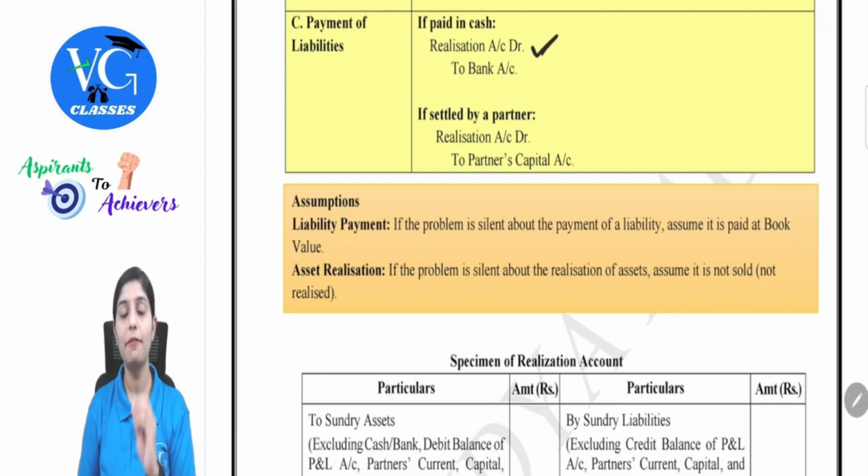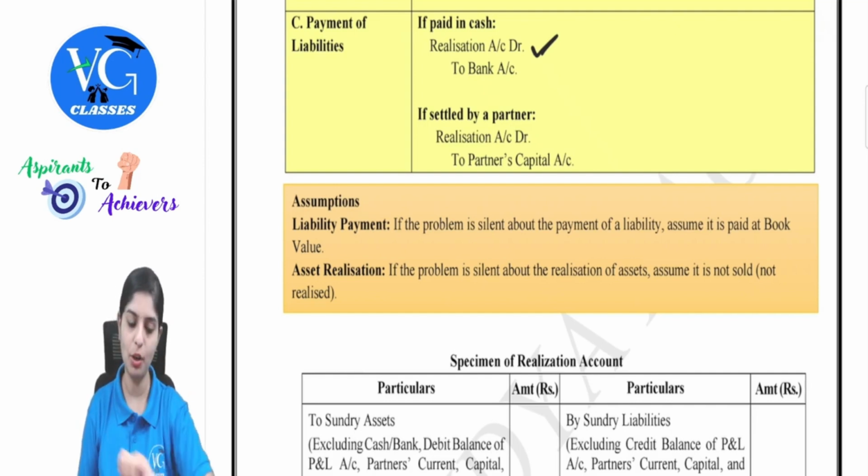Simple logic. If the liability is paid, generally what we were doing, we were debiting because the balance would come down. Liabilities account debit to cash or bank. Liabilities is sitting in realization. So the entry is realization account debit to cash or bank.